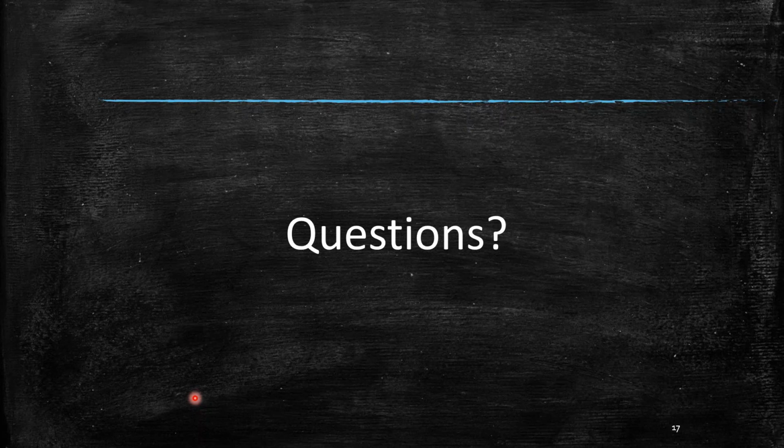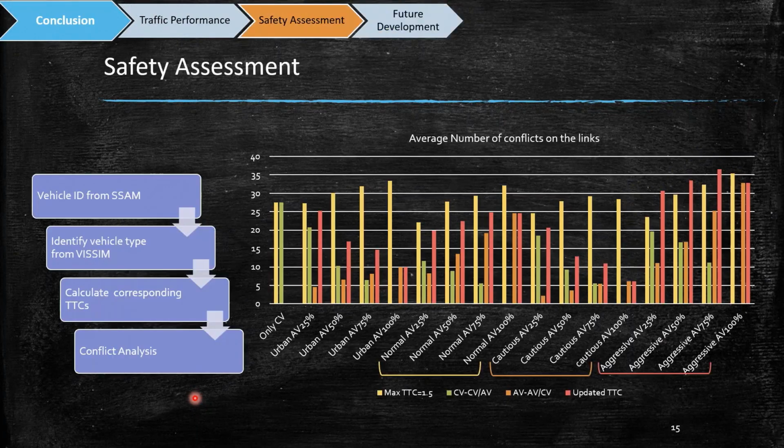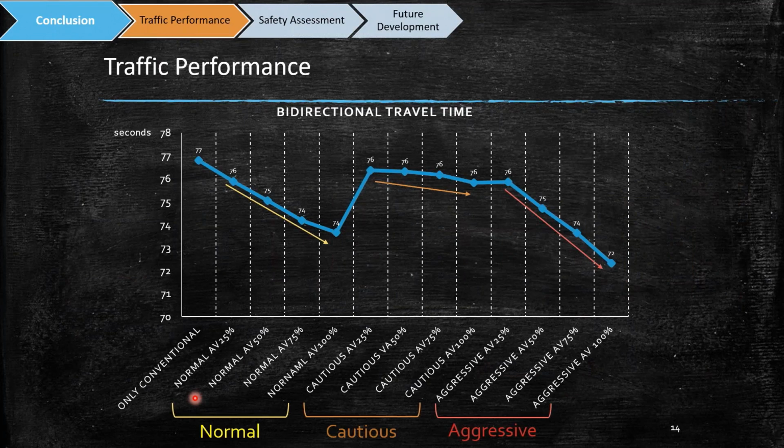We have a few questions for you. The first one: how would it be to calibrate for a more complex intersection, like a roundabout? Like, how would you do that?